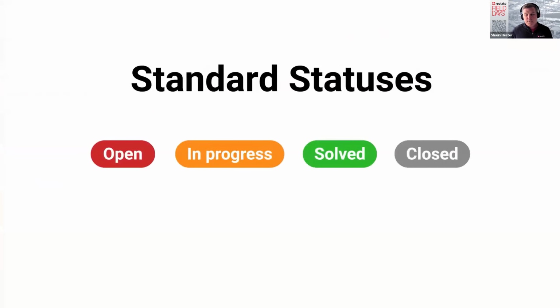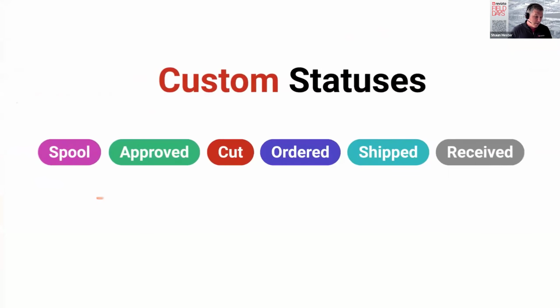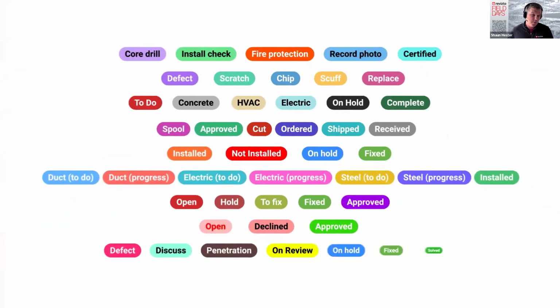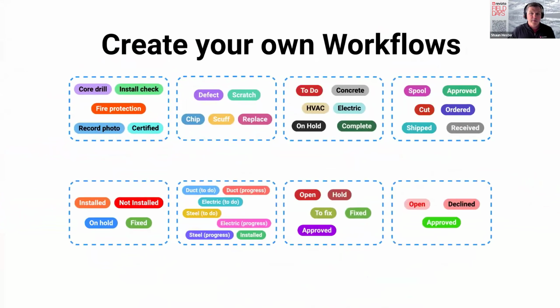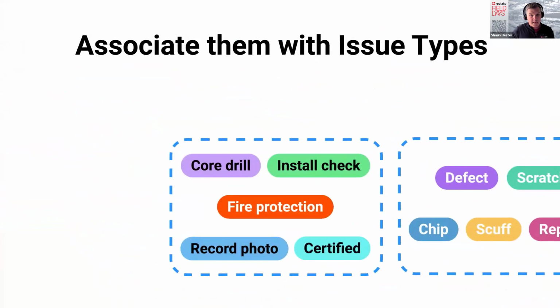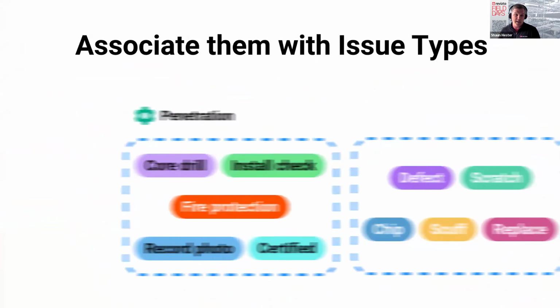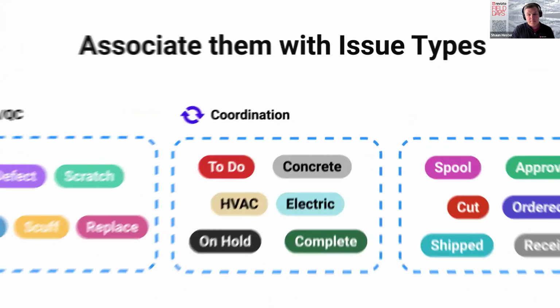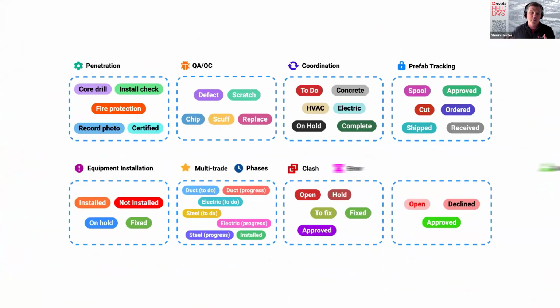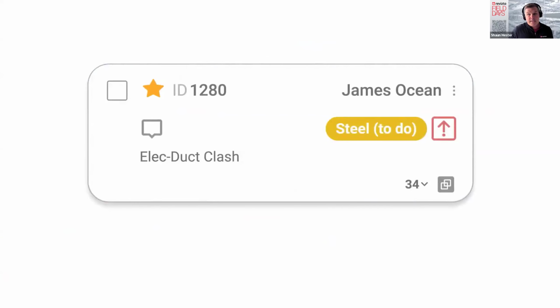So again, really standard statuses, you're still able to use those as part of your workflows if they fit within your process. But now we can start to add and create new workflows on top of that. So we have buckets of issue types that you can start to create statuses into those issue types. You'll see here just some examples, some customized coordination workflows, tracking workflows. Really, sky's kind of the limit here.